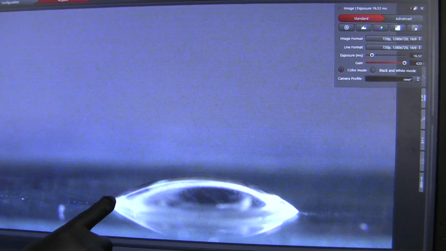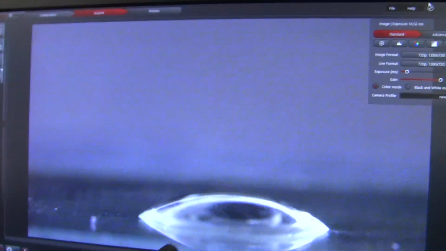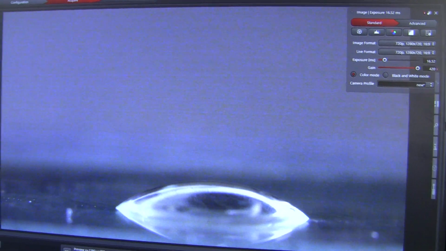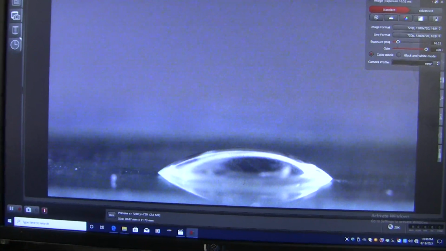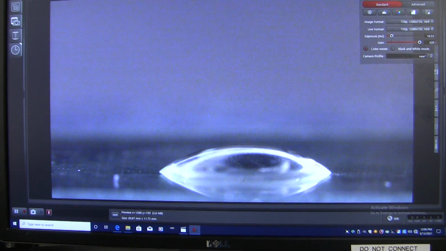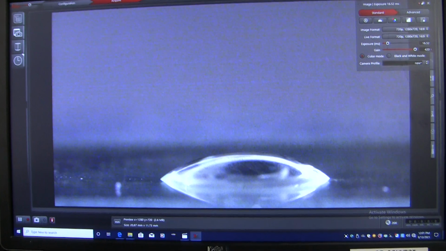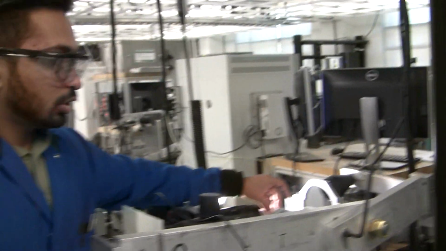So the contact angle is gonna be something like this. It's gonna be about 10 or 15 degrees. So this tells us that the glass surface likes water, and that's why it's spreading on the glass surface, meaning the solid or the glass surface is water wet. I'm gonna take this off.